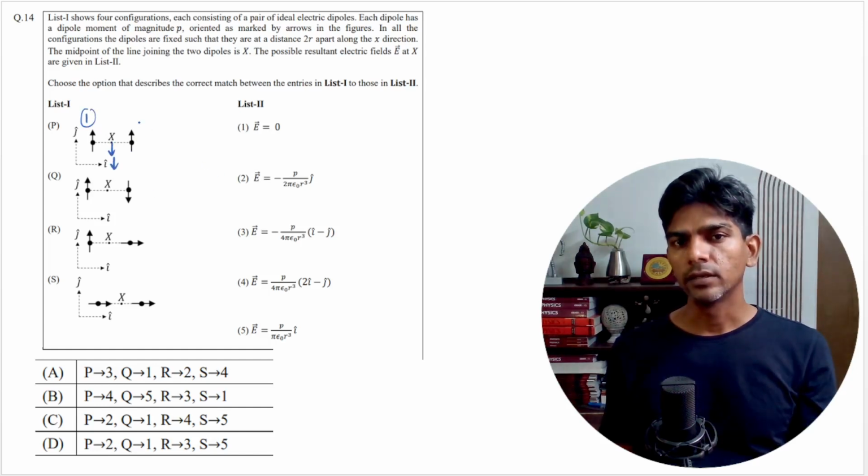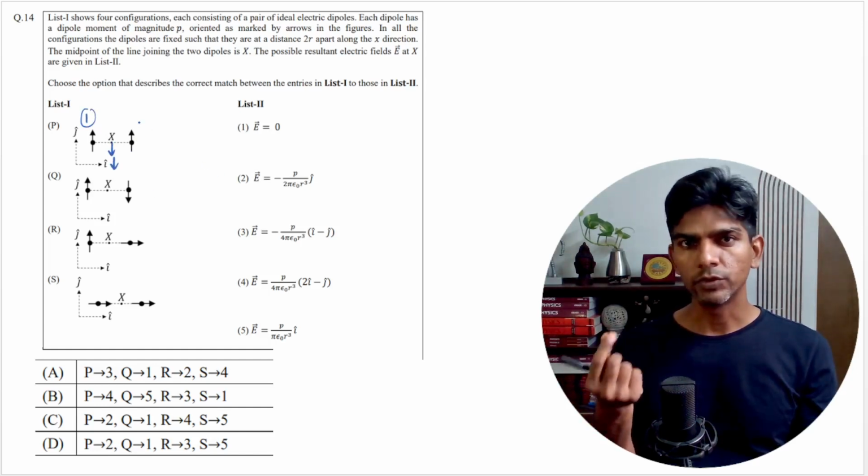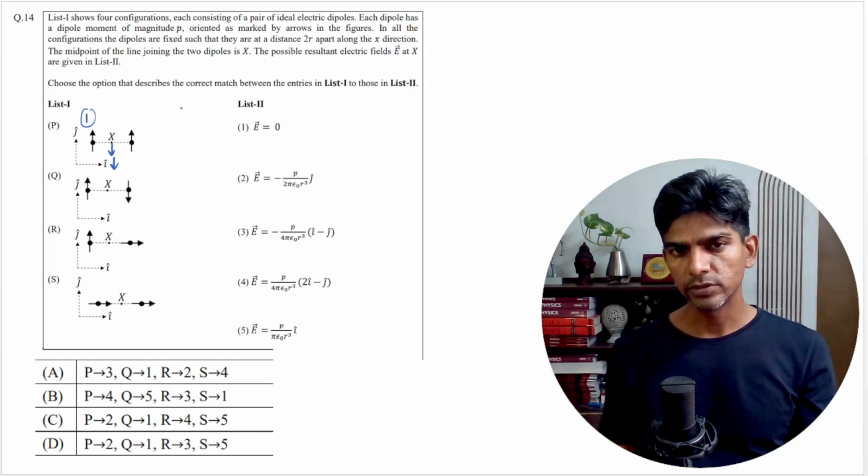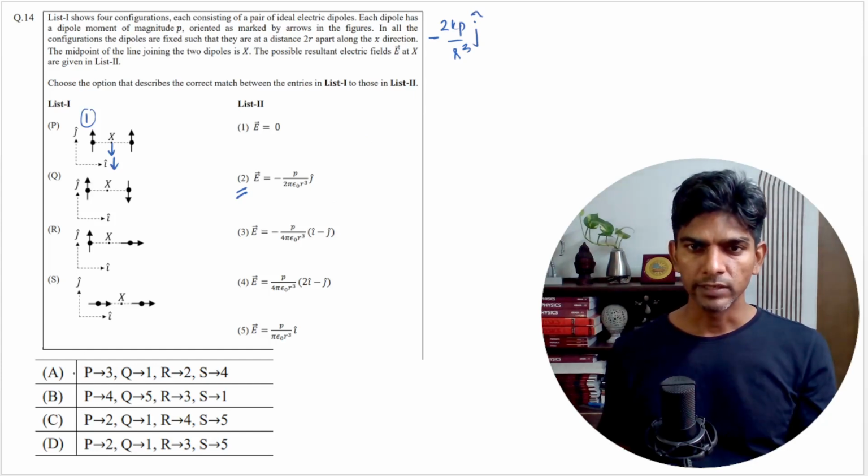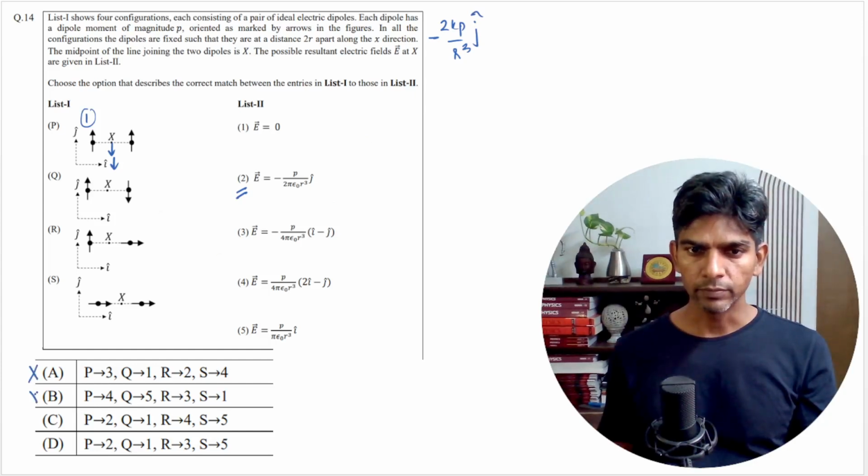And we know that X is at an equatorial position with respect to both the dipoles, and the field will be Kp by r cube. So it will be 2 Kp by r cube with a negative j cap, right? Which is nothing but 2, right? So we can say P corresponds to 2. So we can eliminate option A and B.